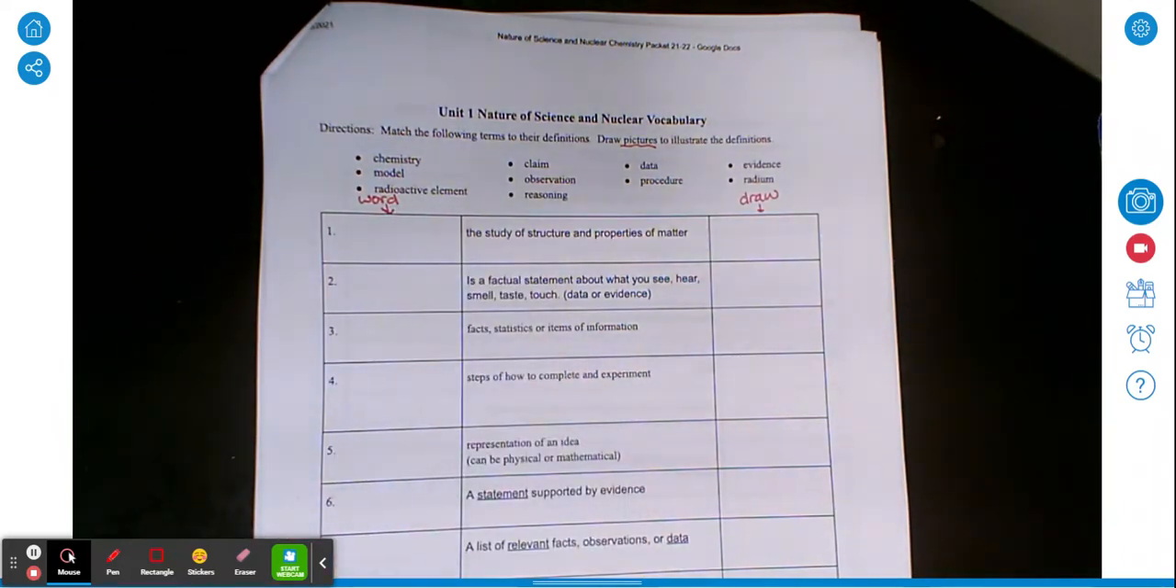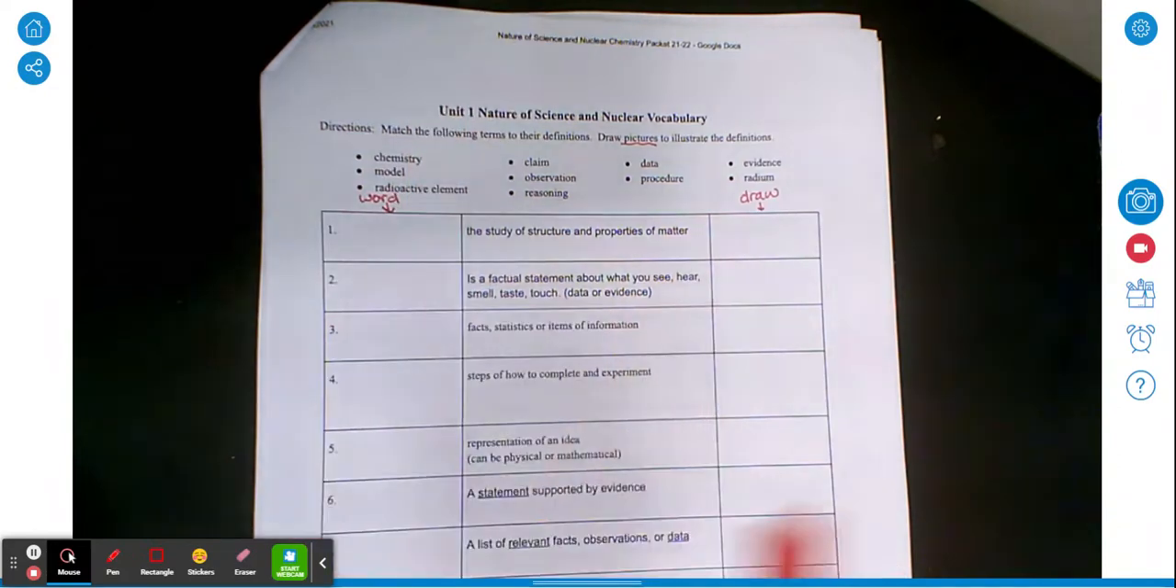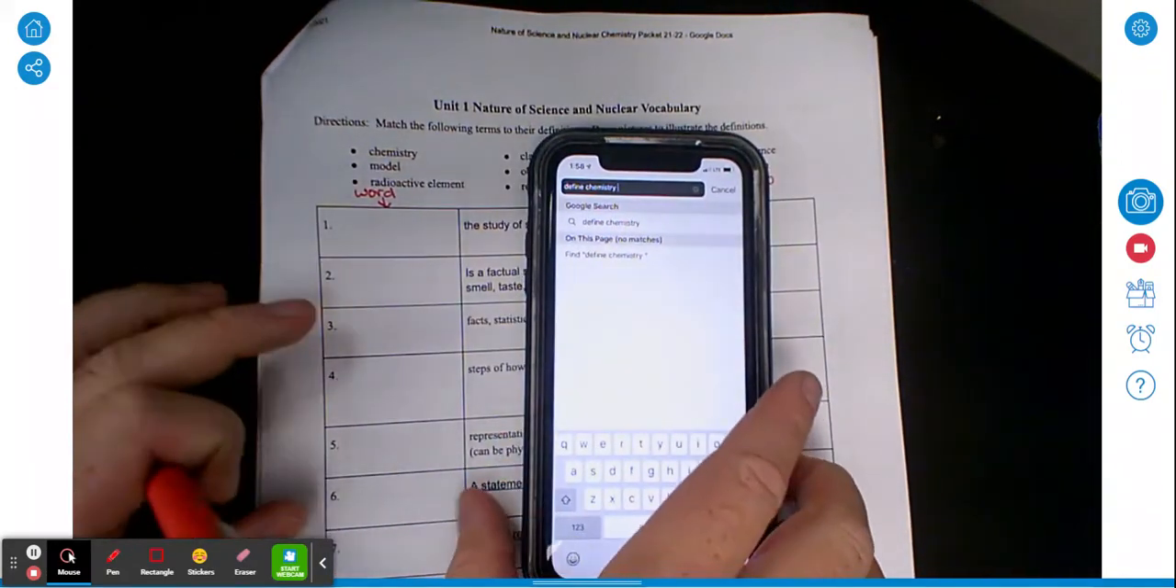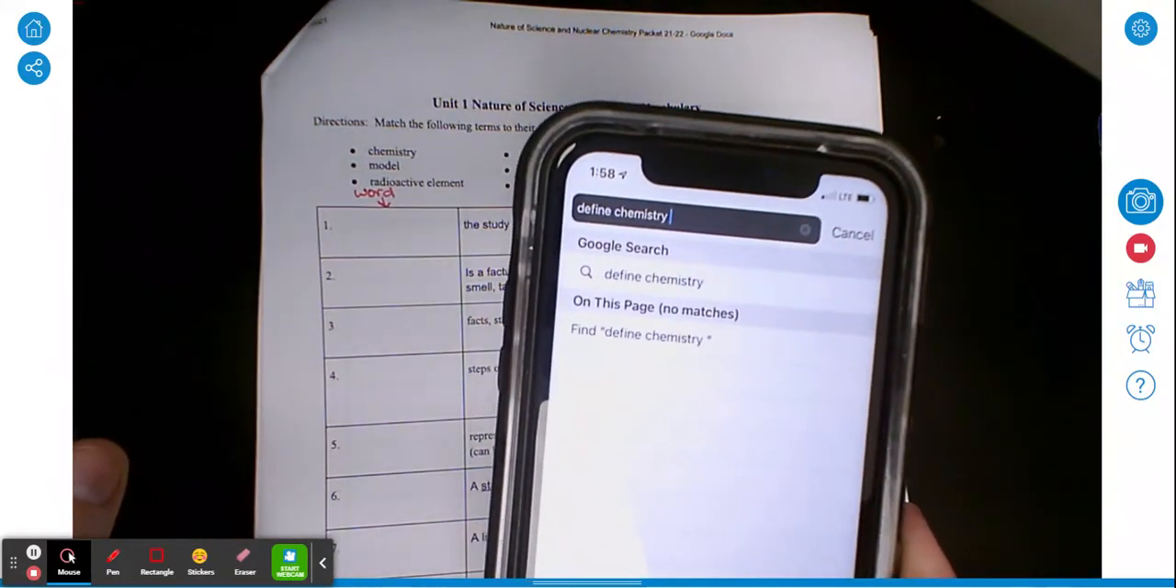So I'm going to be using my cell phone so that you can see on the screen what I am doing. You will be using your Chromebooks to help you search. So you don't need to get them out yet, but we're going to go through that first one as an example. So the first word on my list is chemistry. So I'm going to type into Google, my phone says, define chemistry.